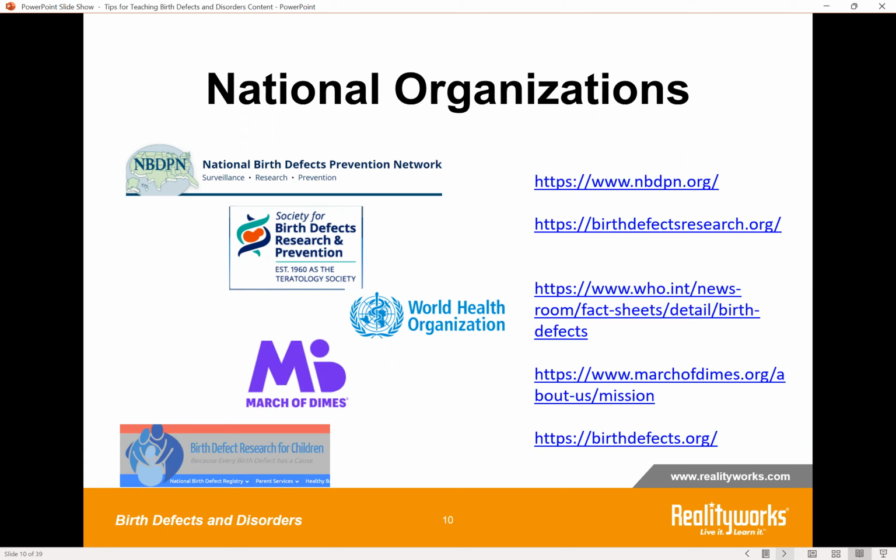The March of Dimes mission is to lead the fight for the health of all moms and babies. And their goal is to end the preventable maternal health risks and death, end preventable preterm birth and infant death, and also to close the health equity gap. And then the last one on this page that we wanted to share was the Birth Defect Research for Children organization. And this one provides parents and expectant parents with information about birth defects and also support services for their children.